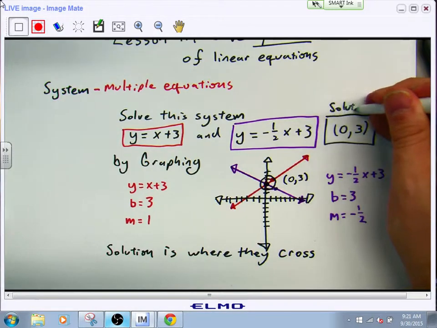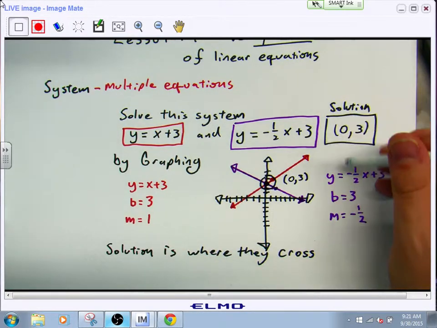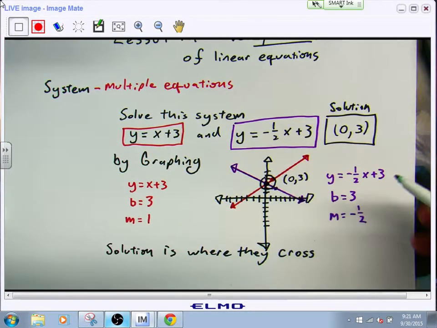So whenever we have a system of equations, the solution is where they cross. The solution is where both lines cross each other. And you're going to write your solution as a point. In this case, the point was 0, 3, because that's where both of the lines crossed.